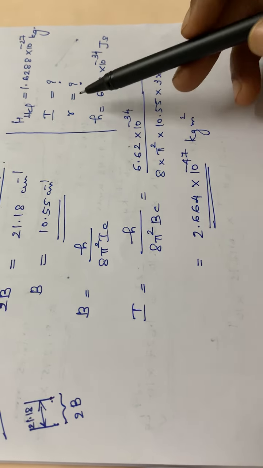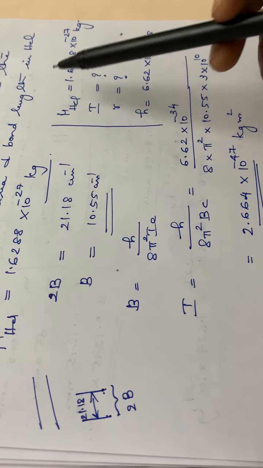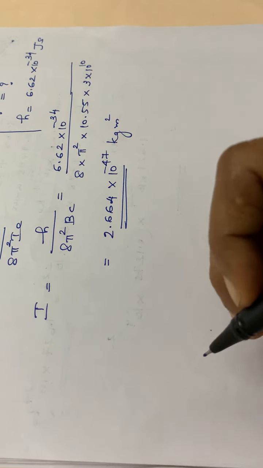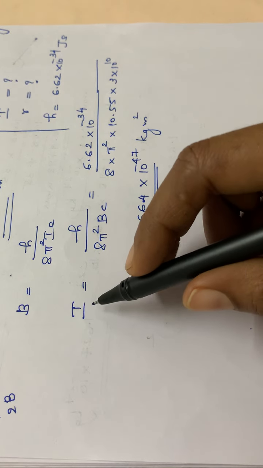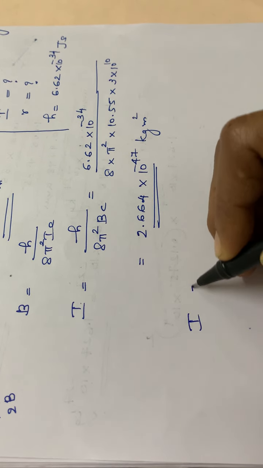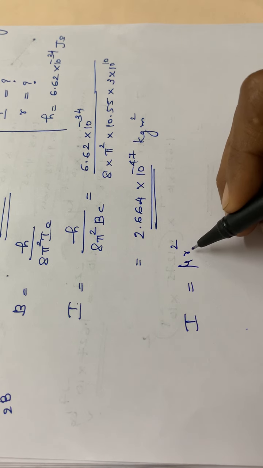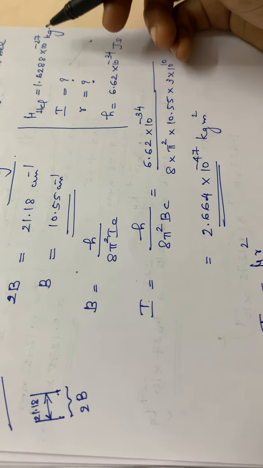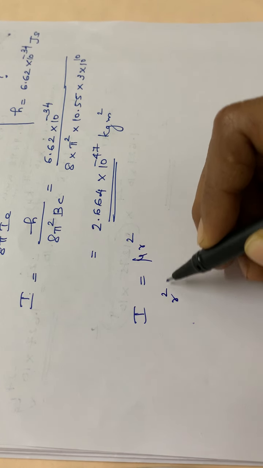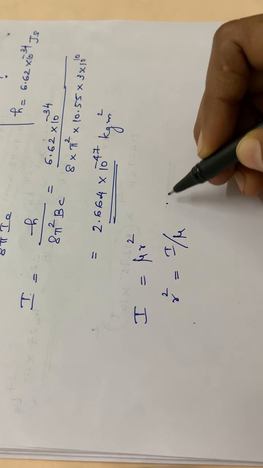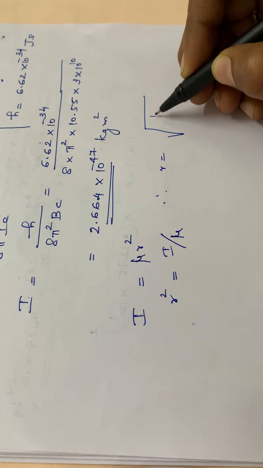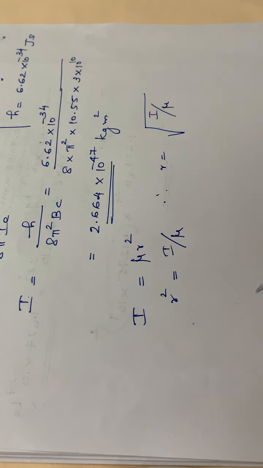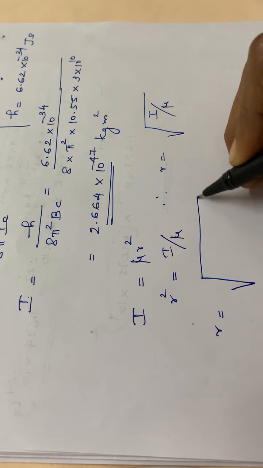Then the next one, you have to calculate the bond length, isn't it? So the formula connecting this I and R is I is equal to mu R square. From this you can calculate the bond length R, isn't it? So here mu is given as 1.6288 into 10 raised to minus 27. So from this, what is R square? R square is equal to I by mu. Therefore, R is equal to square root of I by mu. So you have to substitute the values of I and mu.